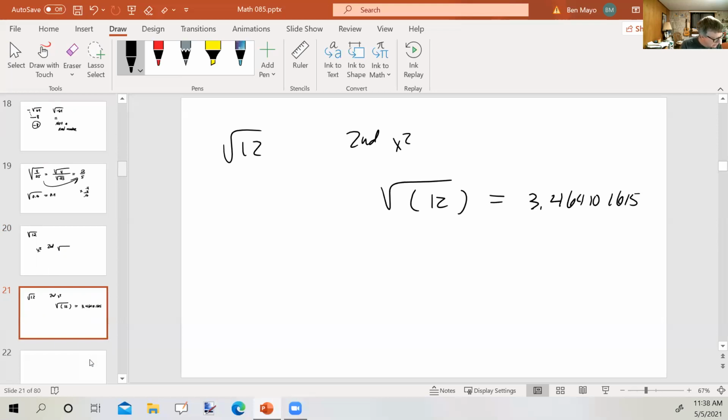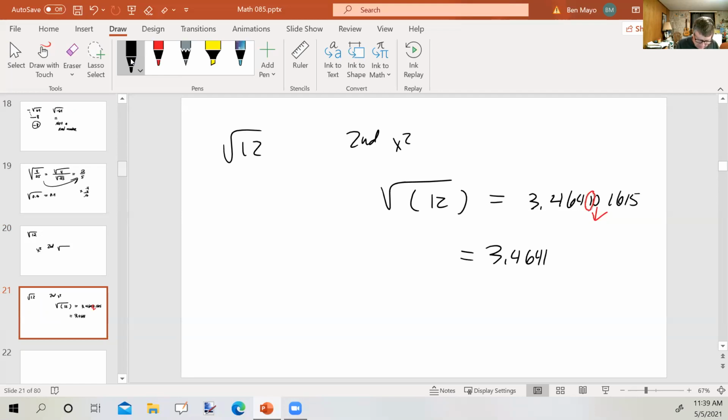But it said, use a calculator to find the square root, give each answer to 4 decimal places. So the 4th decimal place is that 1 right there. The 5th place is a 0, which, remember, 4 and below rounds down, 5 and above rounds up. So we're going to get 3.4641, rounding to 4 decimal places.